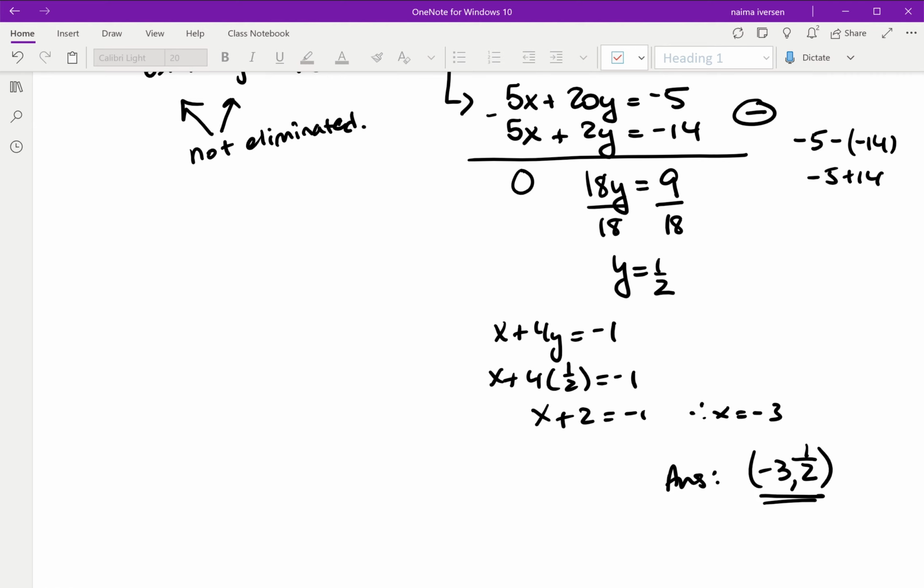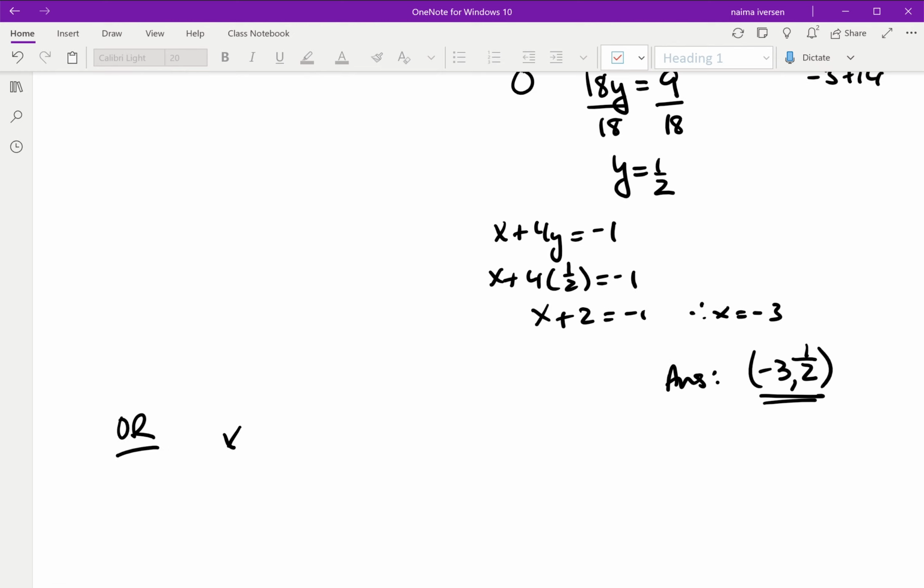So the other thing that you could have done is you could have done this. Let's say we had x plus 4y is equal to negative 1, and we have 5x plus 2y is equal to negative 14. And let's say you don't like subtracting. Well, here's another option. Why don't we take the second equation and multiply by negative 2?